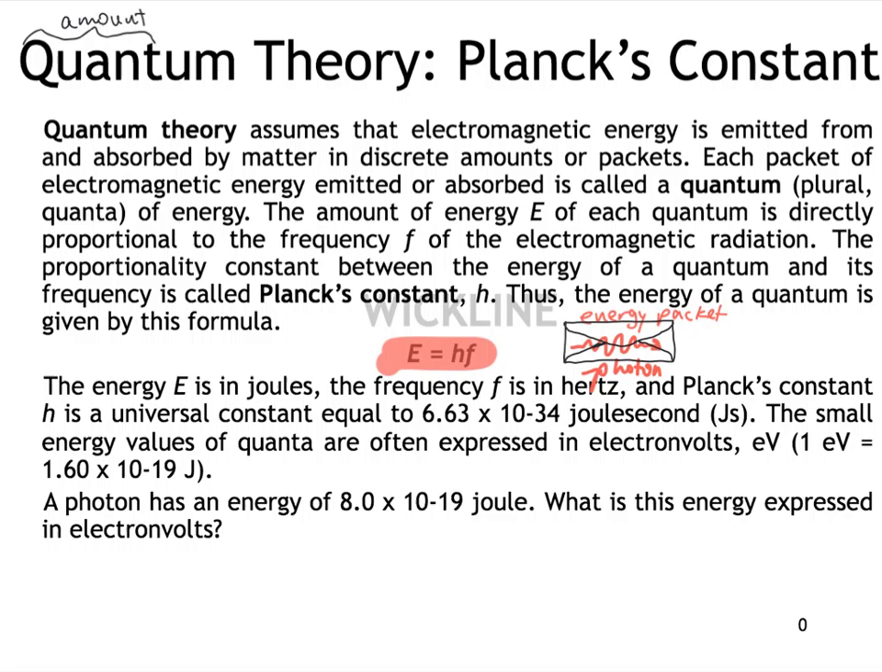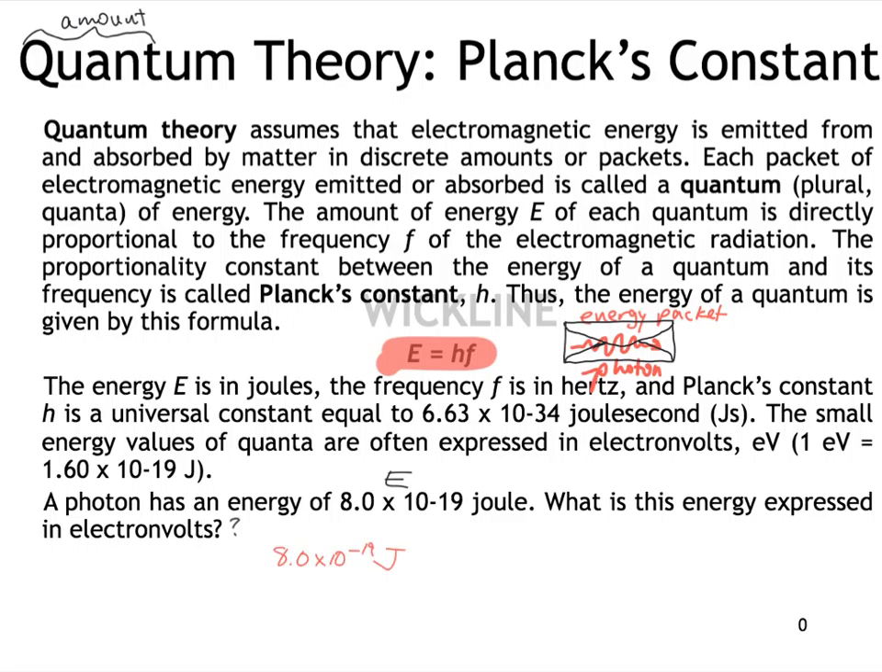So let's put it into motion now. A photon has an energy of 8.0 times 10 to the negative 19 joules. What is this energy expressed in electron volts? While I don't actually get to use E equals hf to solve this one specifically, I do get to use electron volts, which is really wonderful. I bring it up here. An electron volt is 1.6 times 10 to the negative 19 joules. So let's do this conversion and be on our merry way.